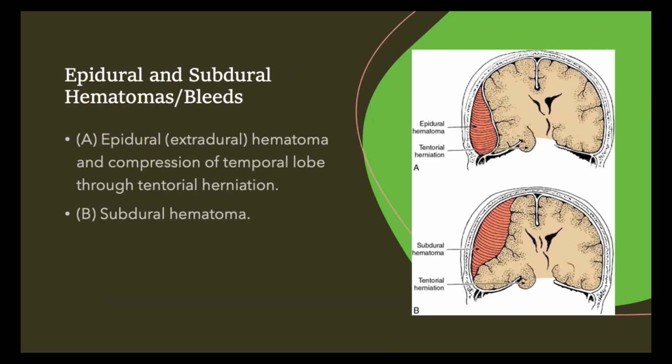Here you can see two examples of brain bleeds. The top, letter A, is an epidural bleed. The bottom, letter B, is a subdural bleed. In both cases, the volume of blood is pushing against the brain, and we will see changes in their neurologic status.